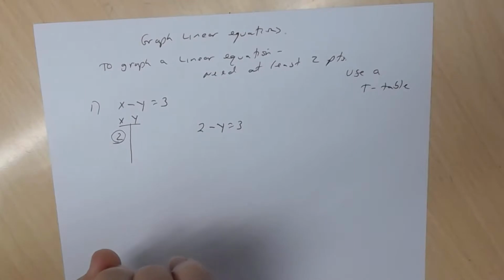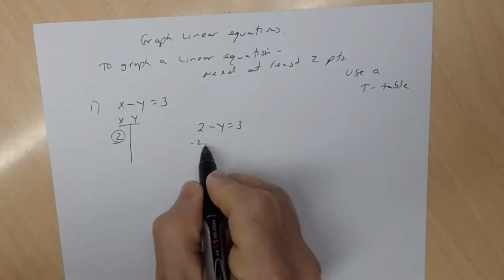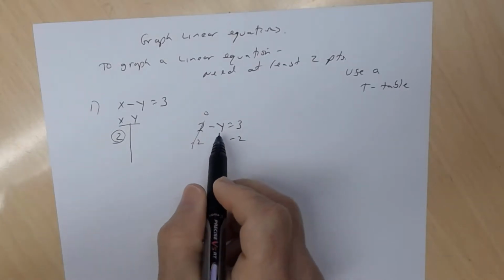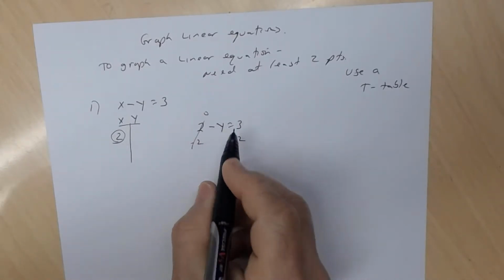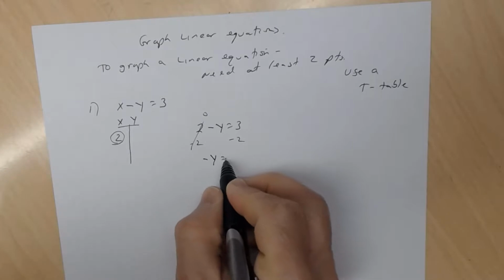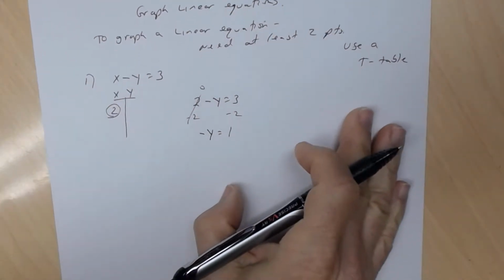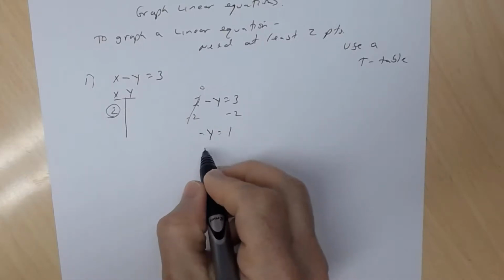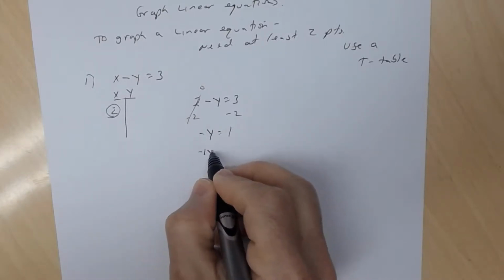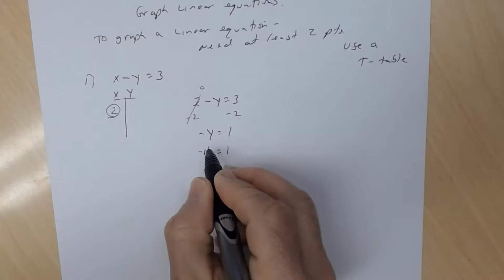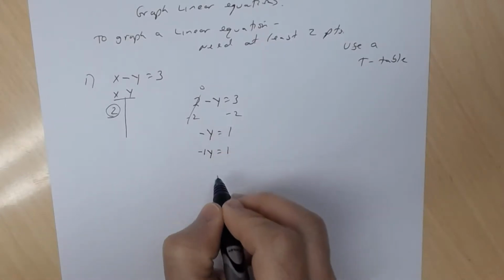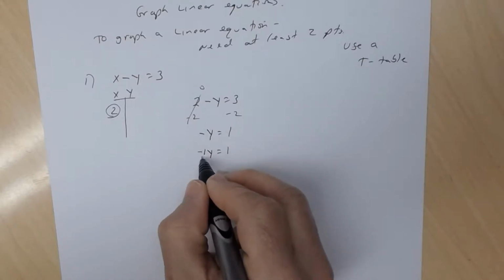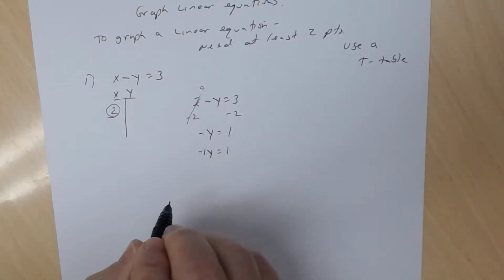There are a couple ways you could do this. You could subtract 2 from both sides. So 2 minus 2 is 0, but be careful, you don't have y left, you have negative y. So this is negative y equal 1. I'm trying to solve for y. Negative y means negative 1 times y, so the coefficient of y here is negative 1. Remember, you're trying to get y by itself, so you need the coefficient of y to be a positive 1, not a negative 1.